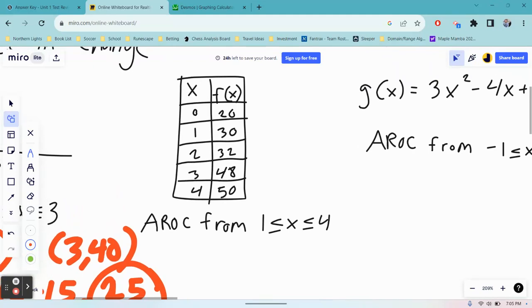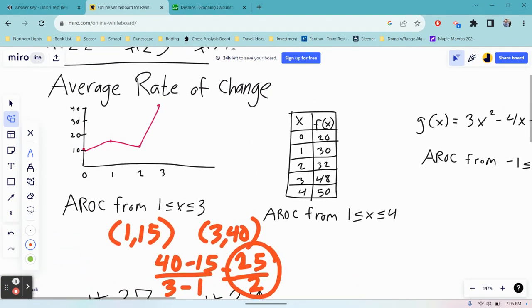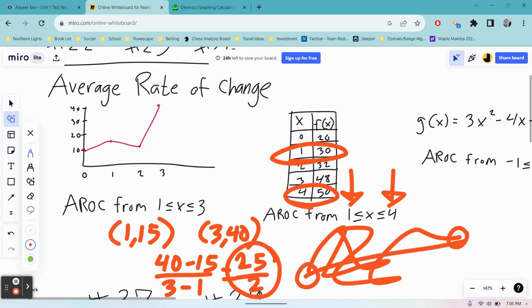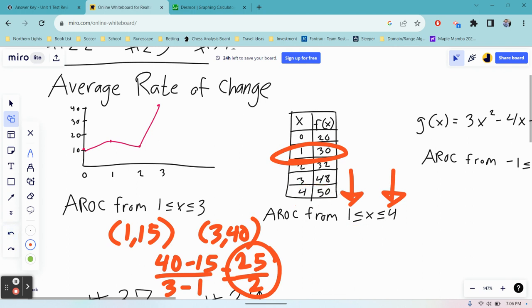On the next one, same idea. It just looks a little bit different because it's in table form. All we care about is the first point and the last point. So the first point is where X is 1. And we want the average rate of change of all of the X values between 1 and 4. But instead, we're just going to take 1 and 4. Because whether it goes up, down, sideways, whatever in the middle, it has to get from the starting point to the ending point, and that rate of change is going to be the average of all of these other rates of change combined.